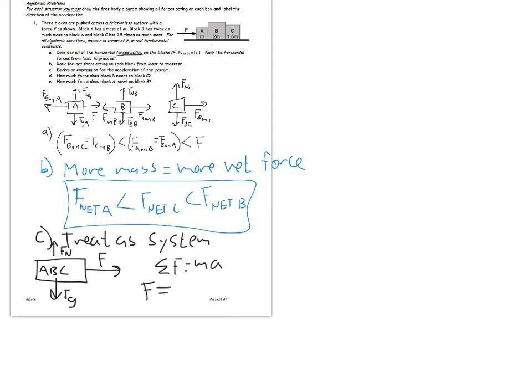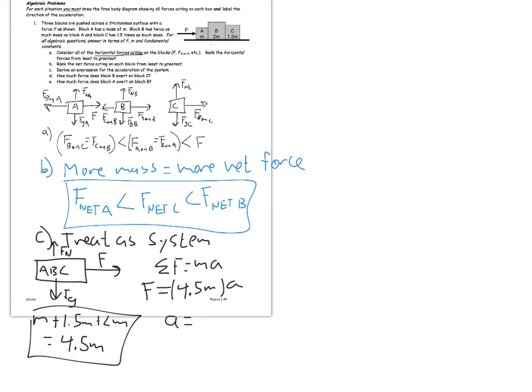So when I do the sum of my forces equals ma, the only force there is F. That's equal to 4.5 m, and that just comes from the total mass, so m plus 1.5 m plus 2m, adding up the masses of each of those individual objects. And so I end up getting 4.5 m times my acceleration. So when I solve for my acceleration, it's simply F over 4.5 m.